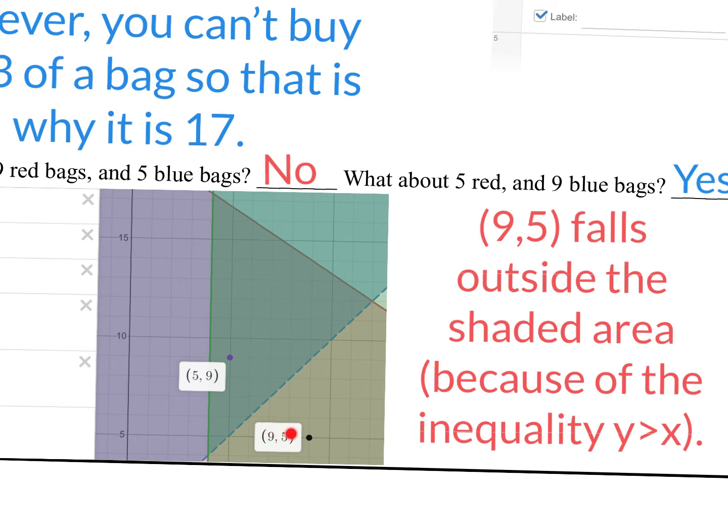So if I plug in 9, 5 into the inequality y is greater than x, well, my y would be 5 and my x would be 9. 5's not greater than 9, so that doesn't make sense. So that's how I know that one's no. And then if I plug in 5, 9 into this inequality, 9 is greater than 5. That checks out on that one. And then you'd have to plug it into the other two to see if it checks out as well, which I won't do on these notes, but you can clearly see that it falls in that common shaded area there.